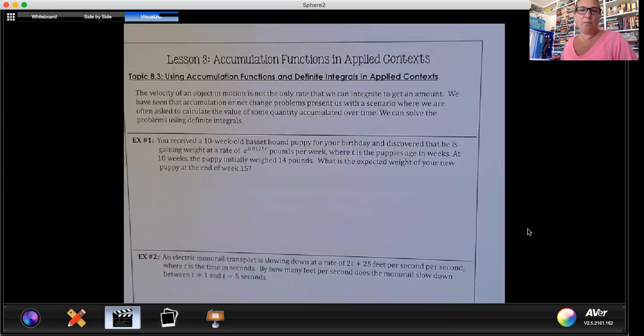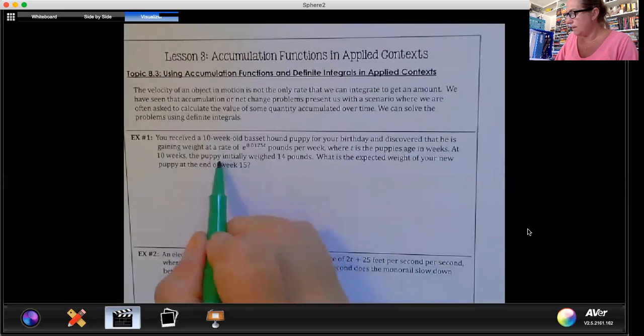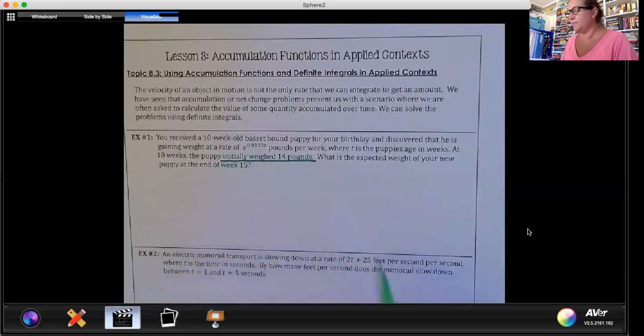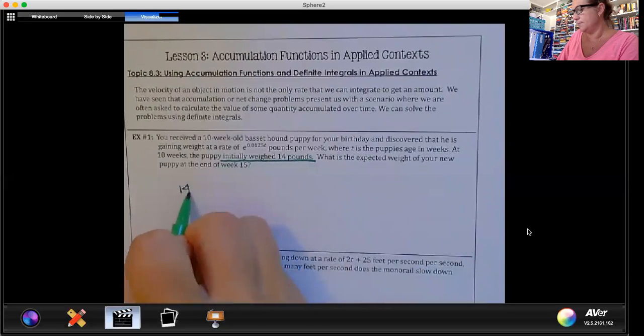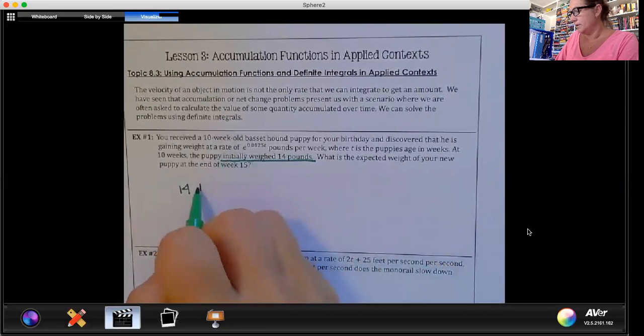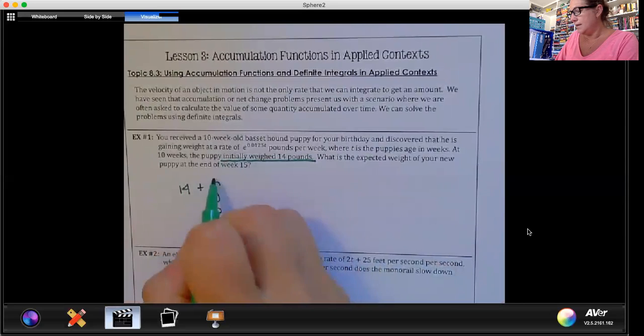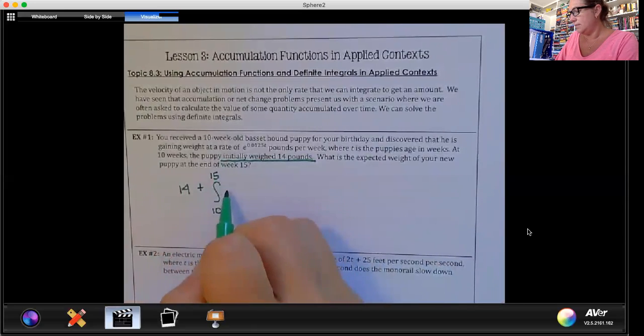You receive a 10-week-old Basset Hound puppy for your birthday and discover that he's gaining weight at a rate of e to the 0.0125 t pounds per week, where t is the puppy's age in weeks. At 10 weeks, the puppy initially weighed 14 pounds. What is the expected weight of your new puppy at the end of week 15? So our initial condition, 14, plus gaining weight from weeks 10 to 15 of our function.